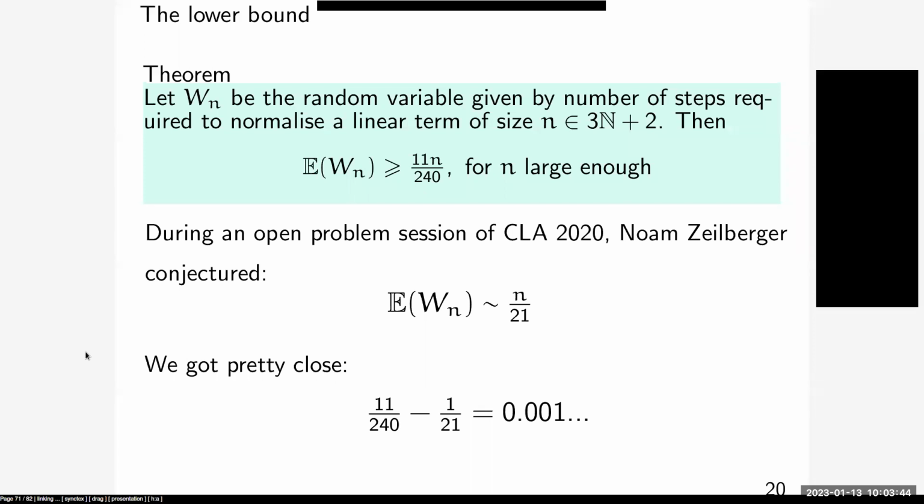During an open problem session of CLA 2020, Noam Zeilberger conjectured that the mean for this number of steps is actually n over 21. And you can see we got pretty close. 11 over 240 minus 1 over 21 is equal to 0.001, right? By refining our enumeration, by looking into this P3 pattern more, we can get even closer approximations. But of course, these are all lower bounds. To get the asymptotic mean conjectured by Noam, we should look for an upper bound too, and it seems a bit harder to do.